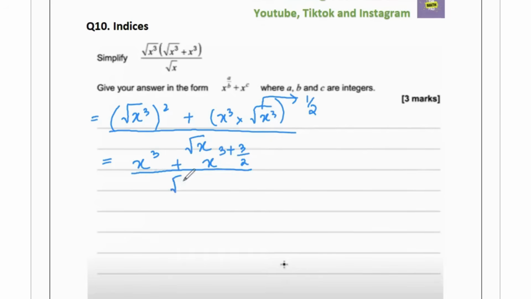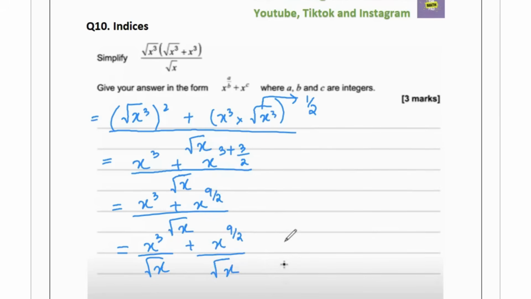And this remains root x so far. So that's x cubed plus 3 plus 3 over 2, which is going to be 9 over 2, and that's divided by root x. Now split this into separate fractions: x cubed over root x plus x to the power of 9 over 2 over root x.